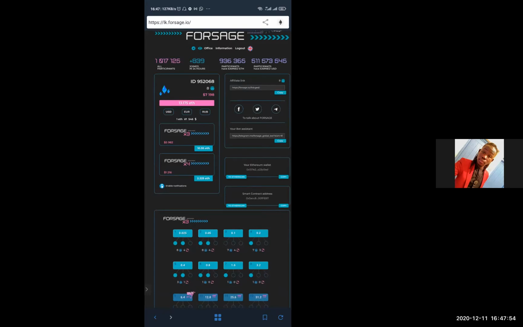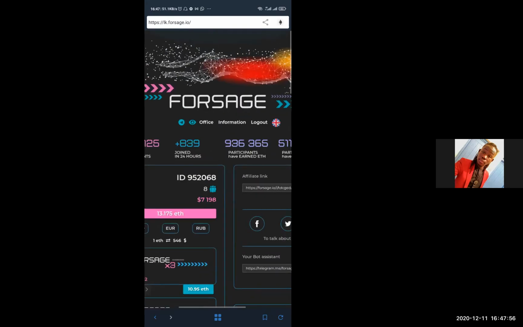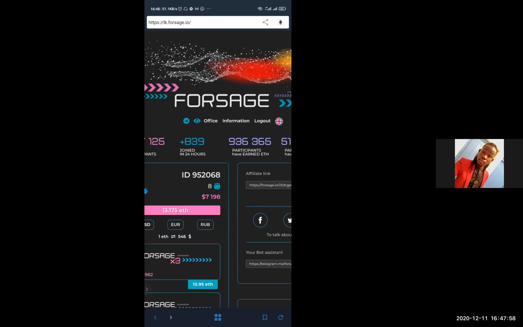First of all, this system, the Forsage smart contract, started running in February this year, just the same way Safaricom was running for 19 years before they introduced the Fuliza system. So the same thing is happening here. Ethereum has been running since 2015, but the system Forsage started running in February this year.